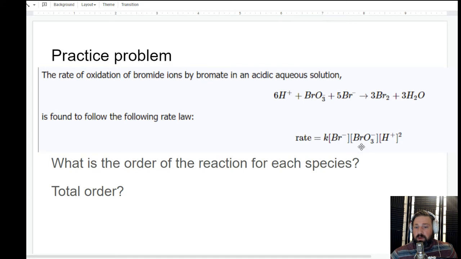The bromate ions to the first power, and these hydrogen ions to the second power. All right. So what we can say here is that this reaction is first order in relation to the bromide ion, this guy. This is first order in relation to the bromate, BrO3 minus. And this is second order in relation to the hydrogen ions. Okay. This entire reaction is 1, 2, 3, 4, fourth order. We add the exponents together, and we say that this is a fourth order reaction.